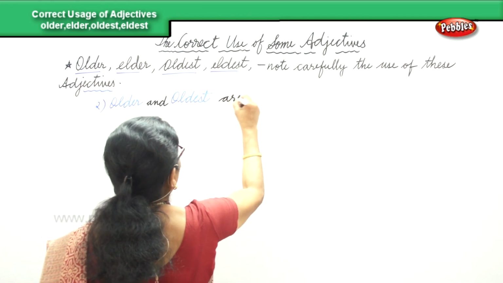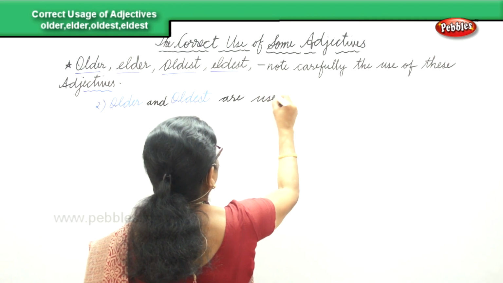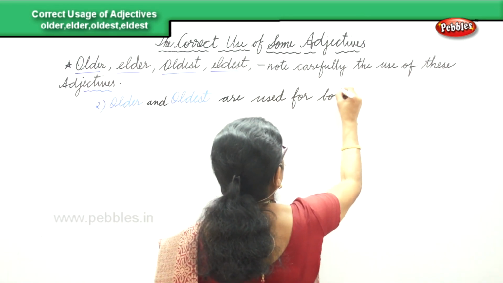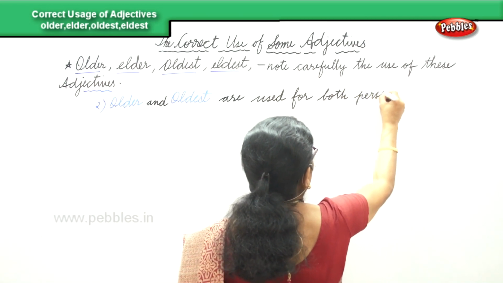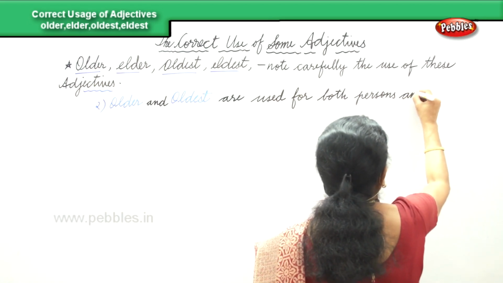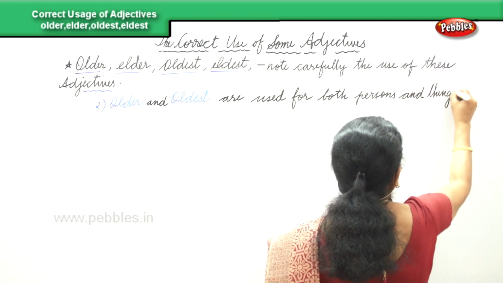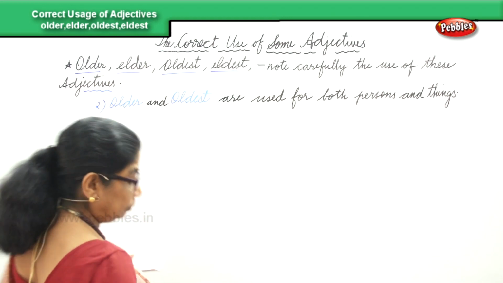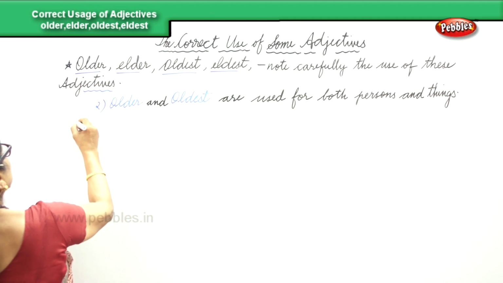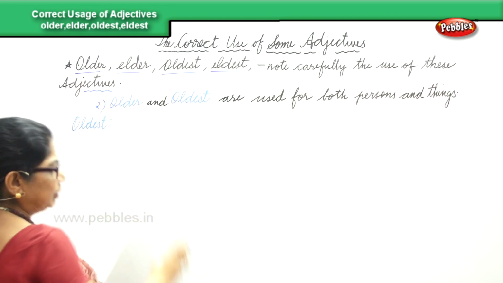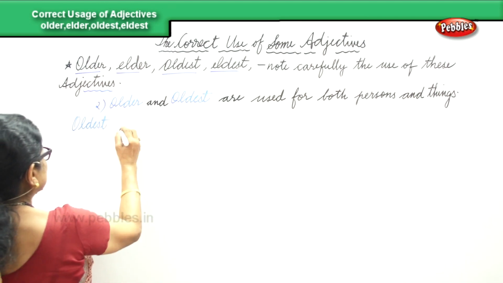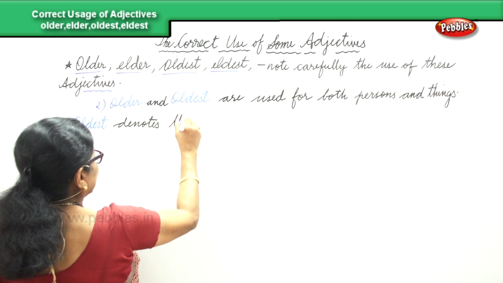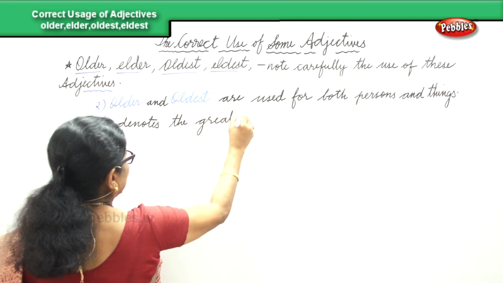Older and oldest are used for both persons and things. Okay. Oldest denotes the greater age.